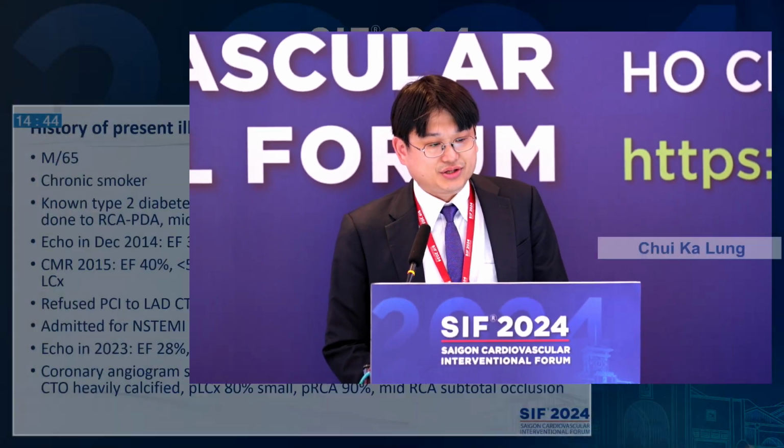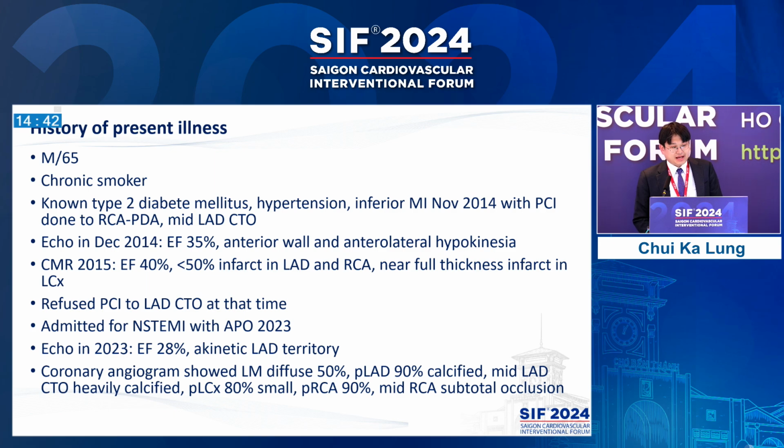So my patient is a 65 years old chronic smoker, type 2 diabetes, hypertension, history of inferior MI 10 years ago with PCI to RCA and also PDA. And there is a mid-LAD CTO. And the echo 10 years ago already, the ejection fraction is 35 with some anterior hypokinesia.